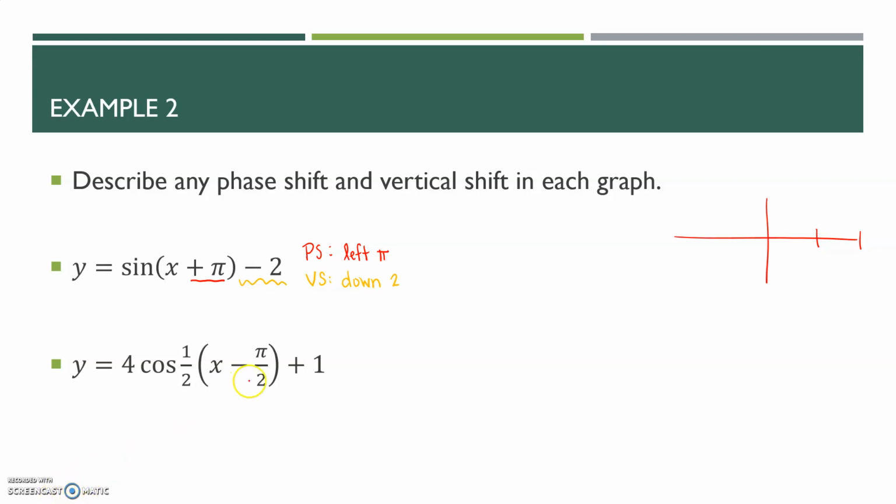For this next one, we've got this here, so that would mean that our phase shift would be right pi over 2. The vertical shift would be down, or no, sorry, up. We keep the sign, up 1. That's it.